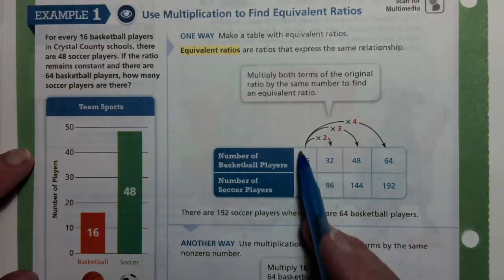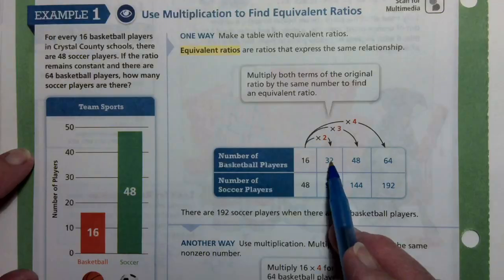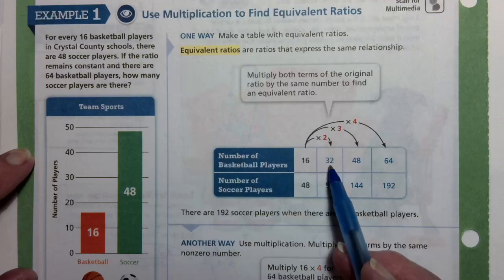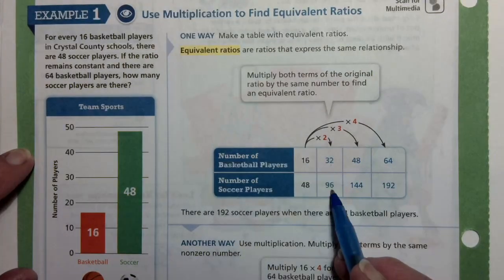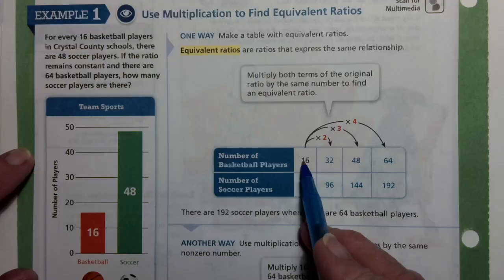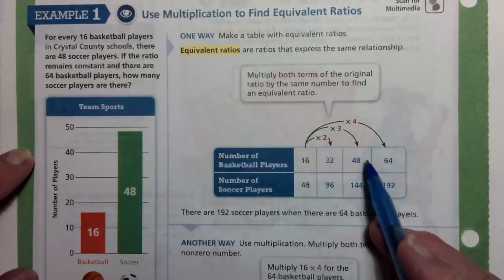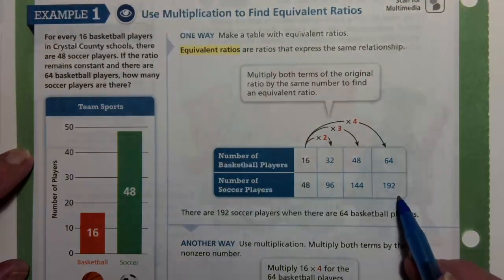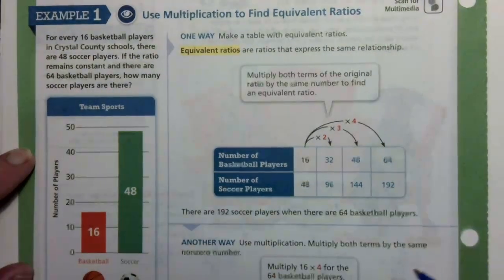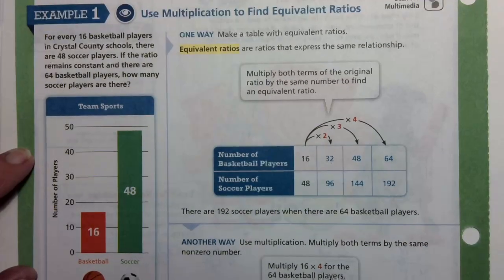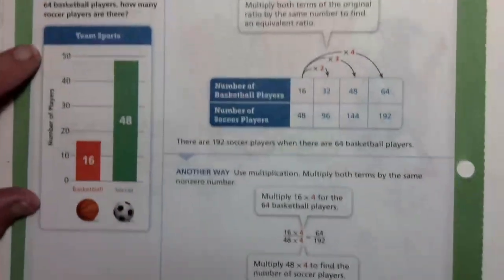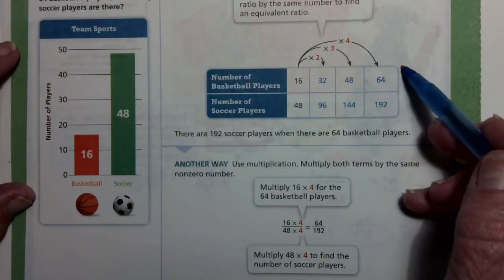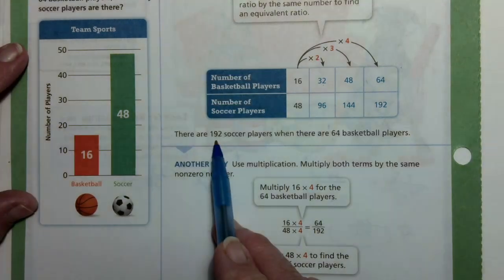So I take my original ratio and I double it, times 2. And I double both of them. So if there were twice as many, there'd be 32 basketball and 96 soccer. Go back to your original and multiply it by 3. 3 times as many would be 48 and 144. Go back to the original. 4 times as many would be 64 and 192. Okay, and we filled in the chart doing it that way. So that means that there are 192 soccer players when there's 64. We kept going until we got this number to be 64, and that tells us how many soccer players there would be right there.